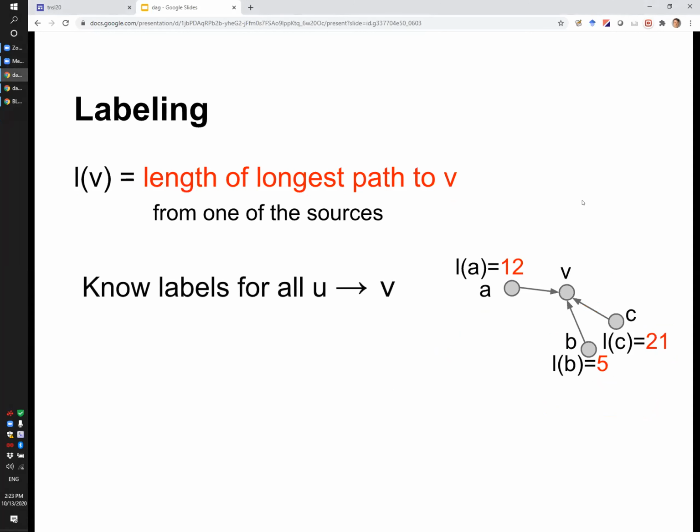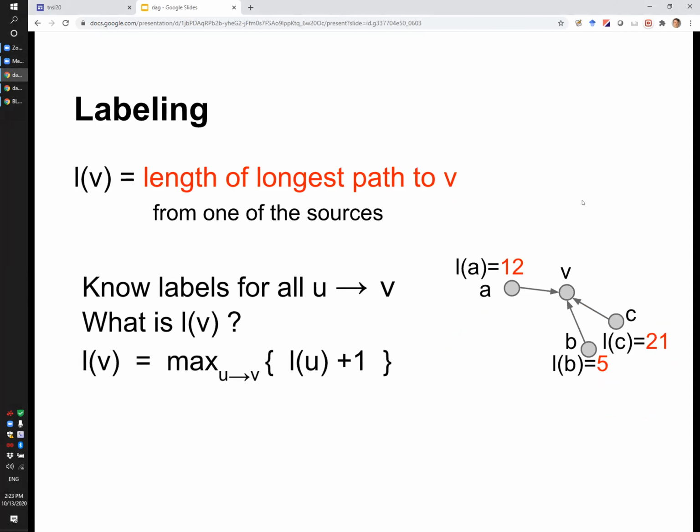Okay, so you know the labels for all the predecessors of V, and L of V is really given by this formula. You look at all the predecessors, find the largest label among them, and add 1 to that label. That will be the label of V. So in this particular case, the label of V will be equal to 22, because the largest label of the predecessors of V is 21, so the label of V is 22.